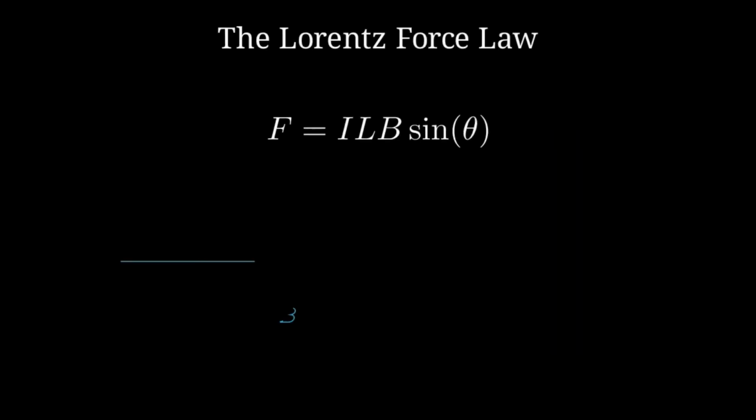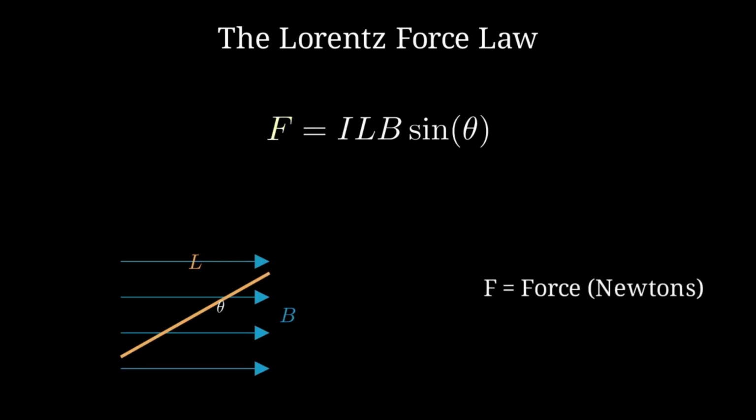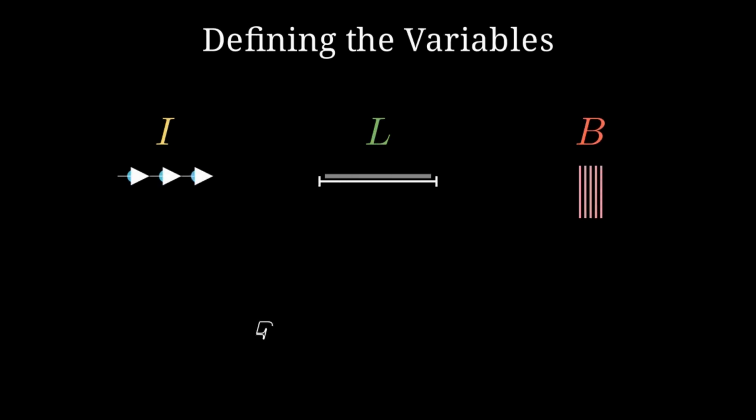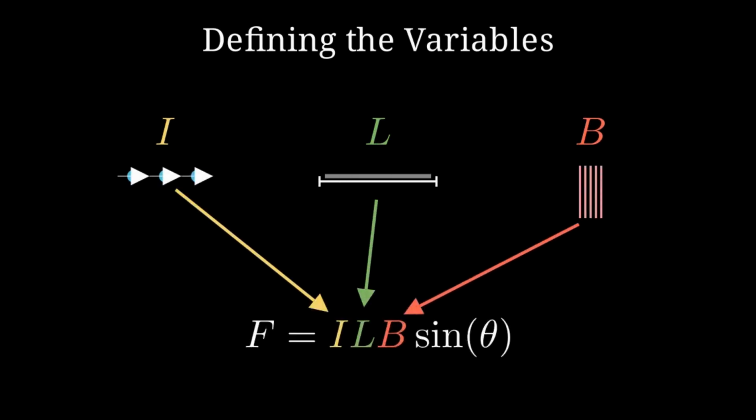The magnitude of the magnetic force depends on four factors: the amount of current, the length of the wire inside the field, the strength of the magnetic field, and the angle at which the wire cuts through those field lines. Current, represented by I, is measured in amperes. L is the length of the wire in meters, and B is the magnetic field strength measured in teslas. When these values increase, the resulting force on the wire also increases proportionally.